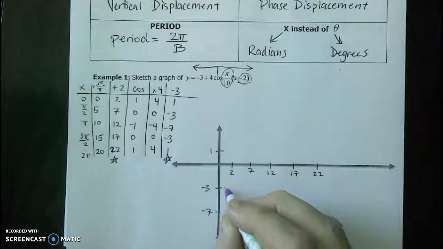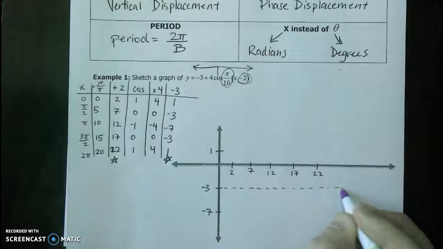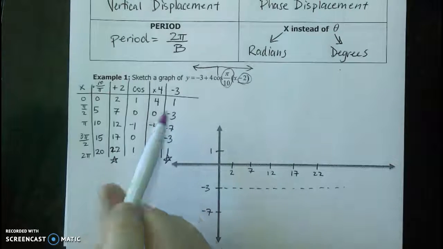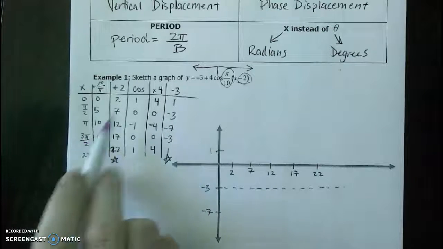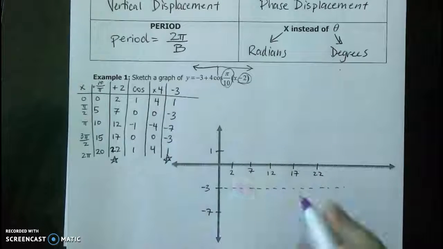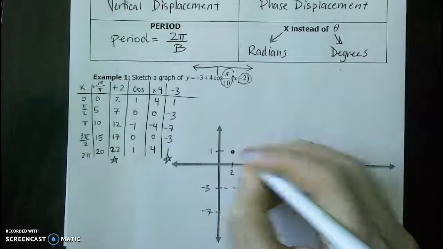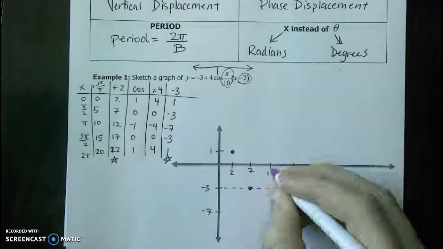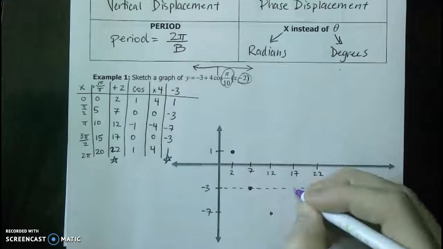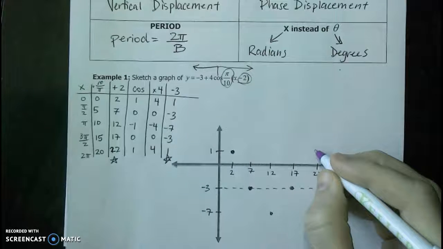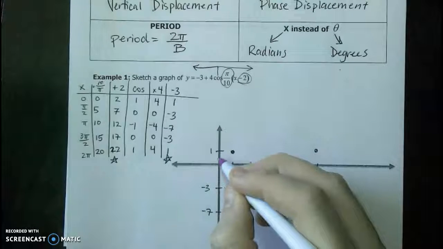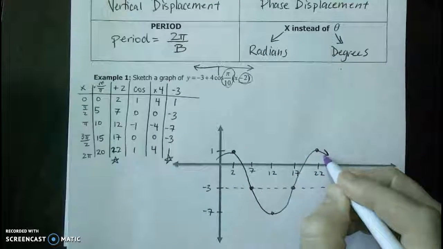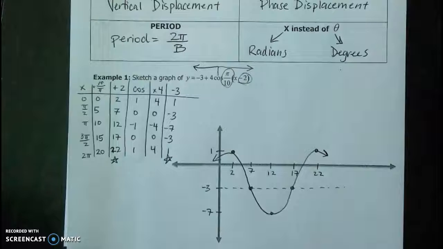Which means we have a sinusoidal axis at negative 3, because that is the middle y value. And we see that at 2, we are at positive 1, which is why it's a cosine wave. It's starting at a high point. 7's at negative 3, 12's at negative 7, 17's at negative 3, 22 is at 1. And that is your sinusoid.